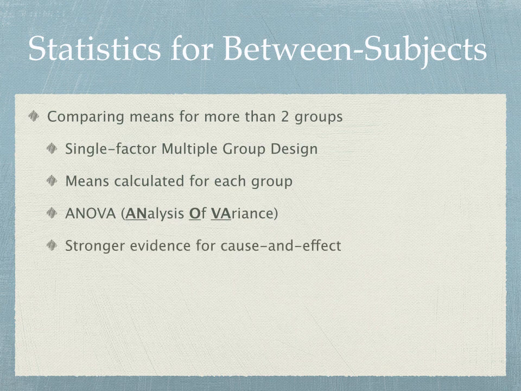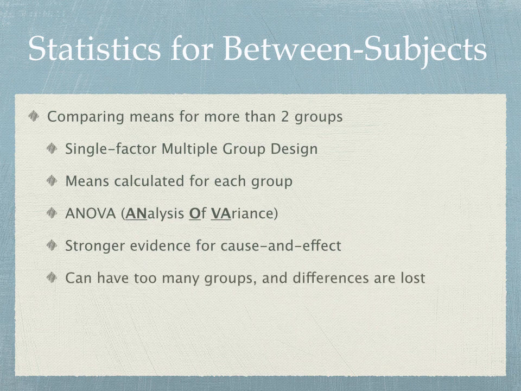Because we have more levels, it gives us stronger evidence for cause and effect. It gives us, again, more internal validity. But again, you can really water this down. If you had done A through E, all five of those levels, you really have watered down your data quite a bit, and a lot of those differences can be lost. So you can have too many groups.